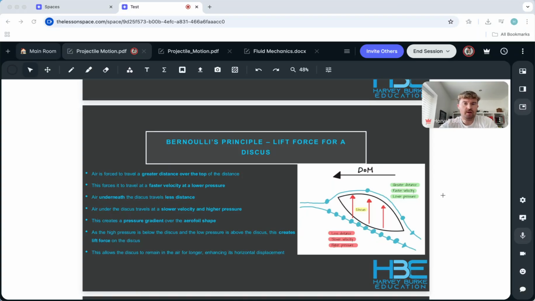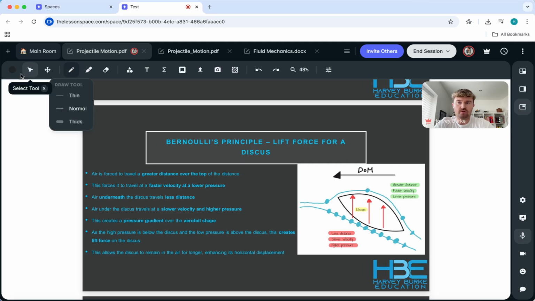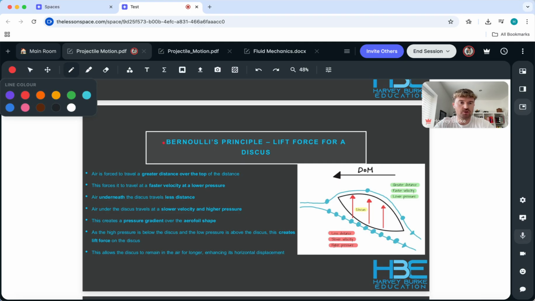Hi everyone. So today we're going to go through the Bernoulli Principle and talk about how it can create a lift force or a down force. And with any Bernoulli Principle question, you always want to mention the term aerofoil shape. And this is a really exaggerated version of one.